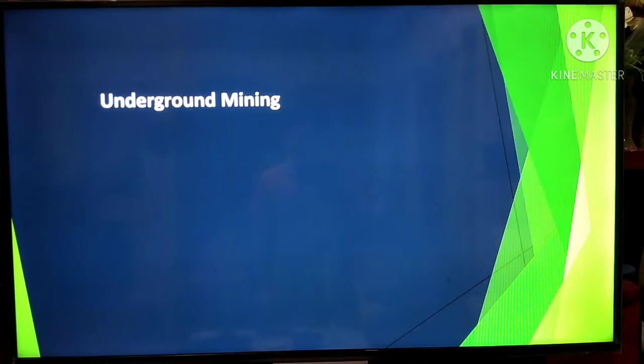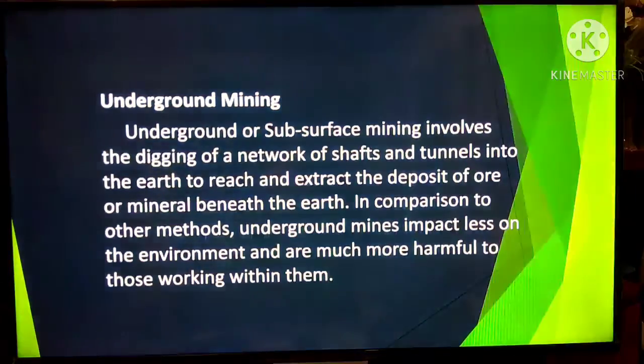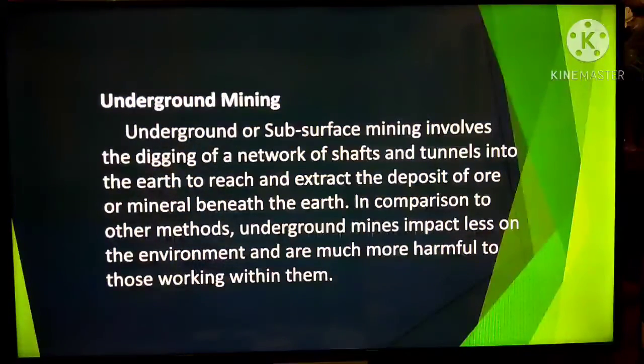So, next is underground mining. Underground or subsurface mining involves the digging of a network of shafts and tunneling in the earth to reach and extract the deposit of ore or mineral beneath the earth. In comparison to other methods, underground mines impact less on the environment and are much more harmful to those working within them.